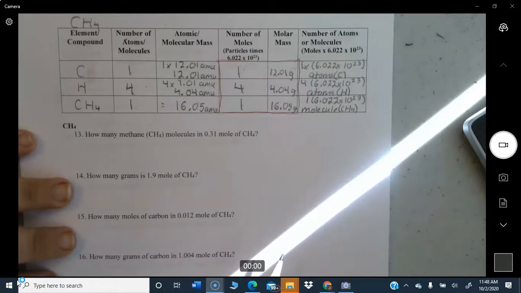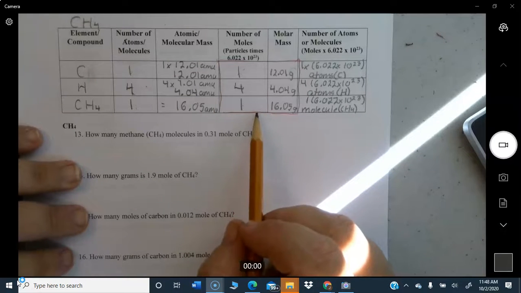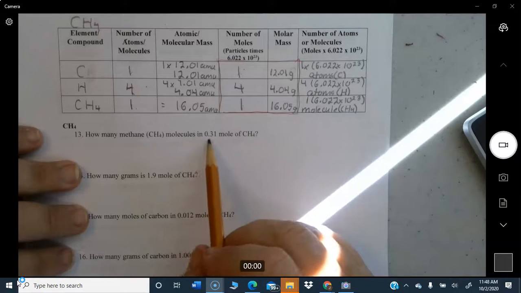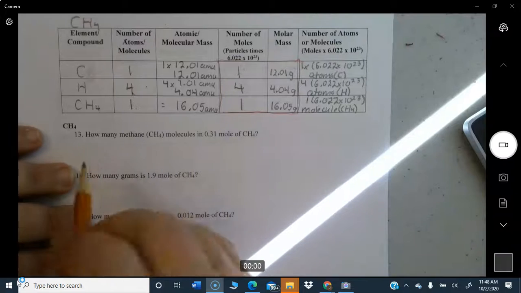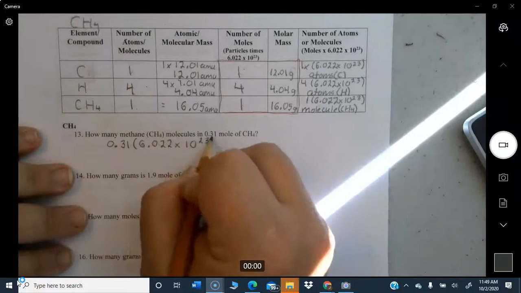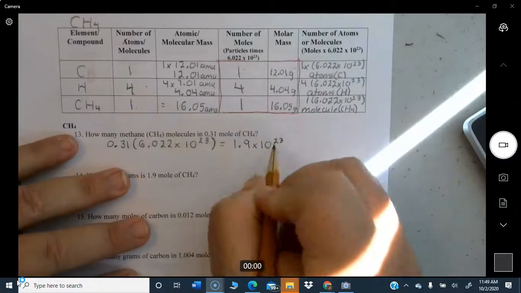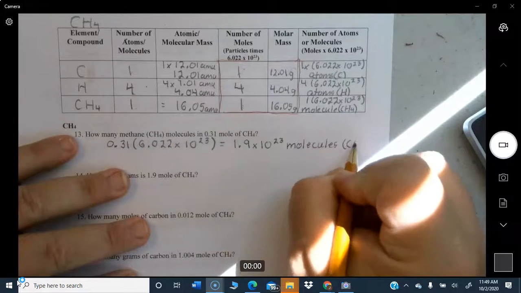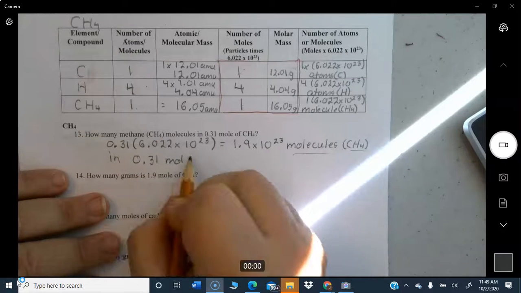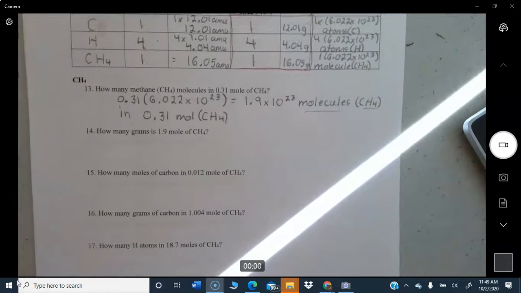So how many methane CH4 molecules in 0.31 mole of CH4? So if you have 6.022 times 10 to the 23rd in 1 mole, then you have 0.31 times that in 0.31 moles. And unit of measure and substance, mole spelled without an E. Okay, so there's your answer on that one.